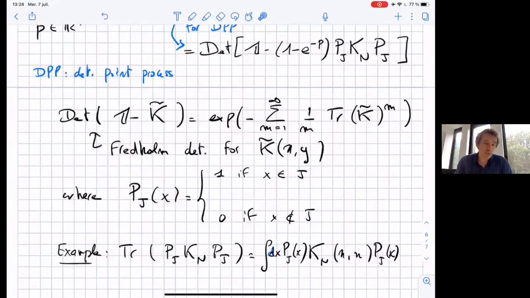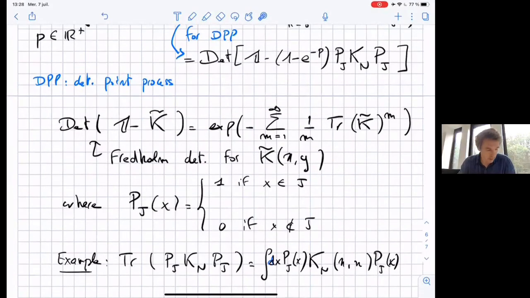So it's a quite general formula. In general, of course, it's pretty hard to manipulate. It can be evaluated numerically. Nowadays there are some nice algorithms to evaluate this Fredholm determinant. But let me just show you one nice application of this formula.